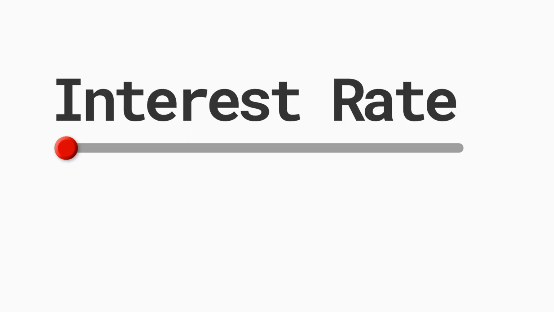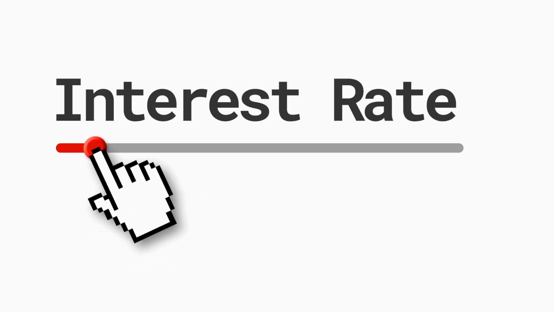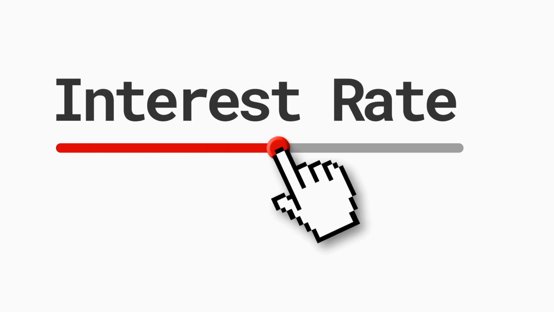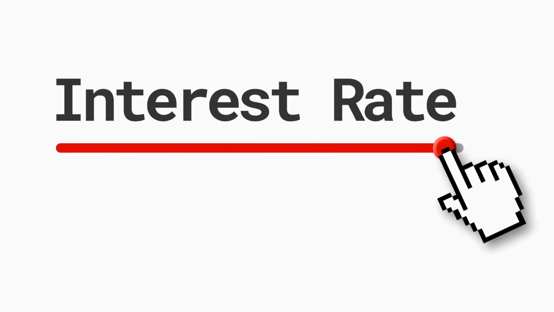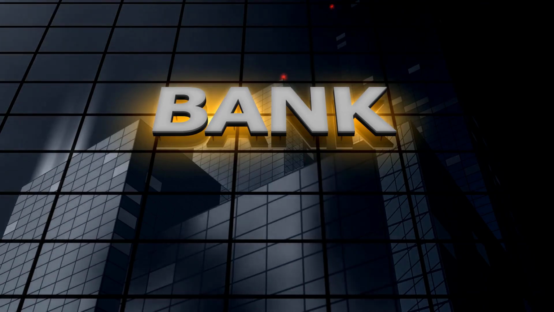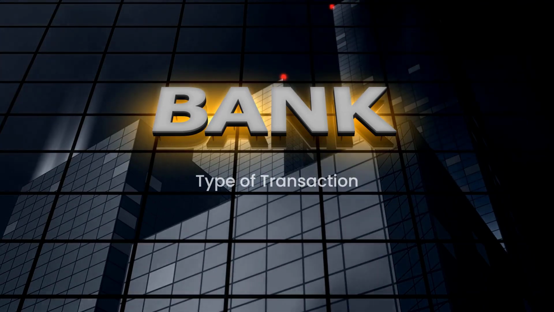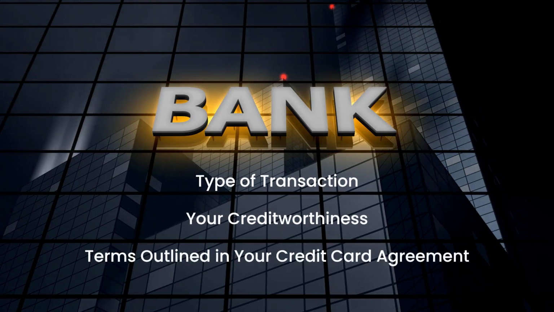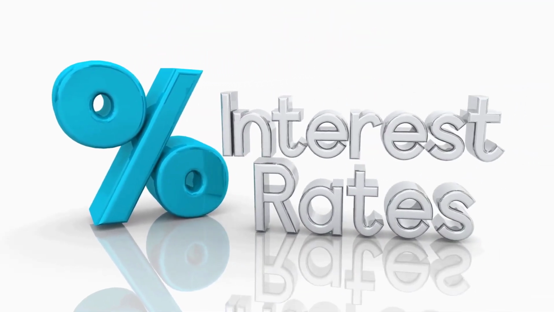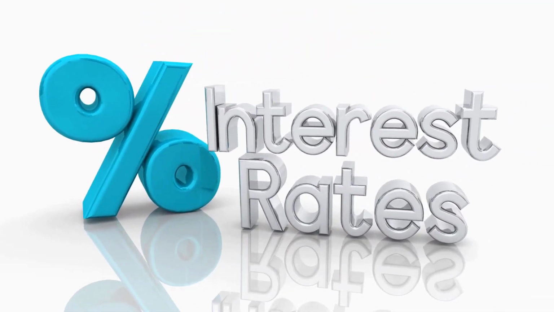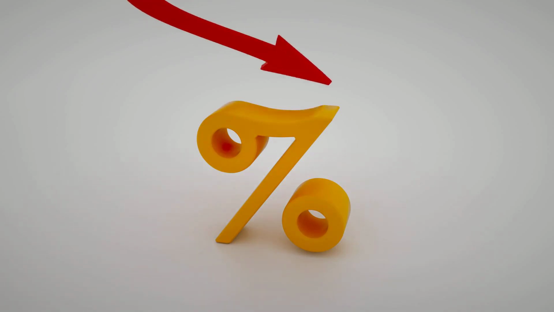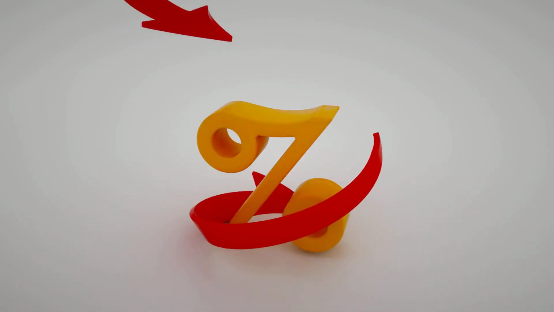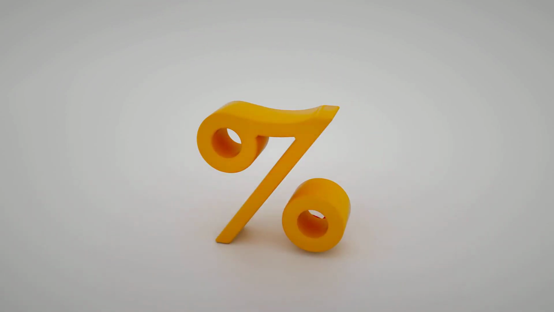Your credit card transactions are subject to an interest rate called the annual percentage rate, APR, which represents the cost of borrowing money. Card issuers apply different APRs depending on the type of transaction, your creditworthiness, and the terms outlined in your credit card agreement. I'll delve into the types of APRs applied to your credit card in another video. For now, let's focus on the 4 methods used to calculate credit card interest.